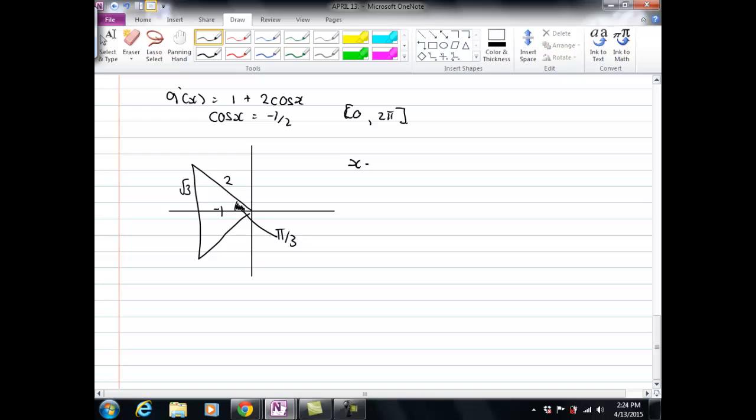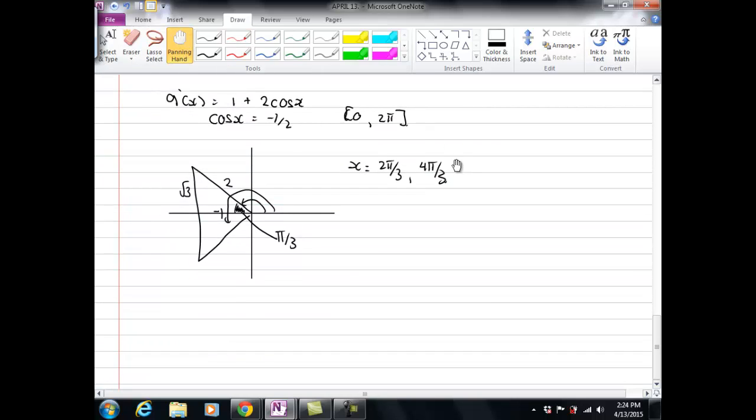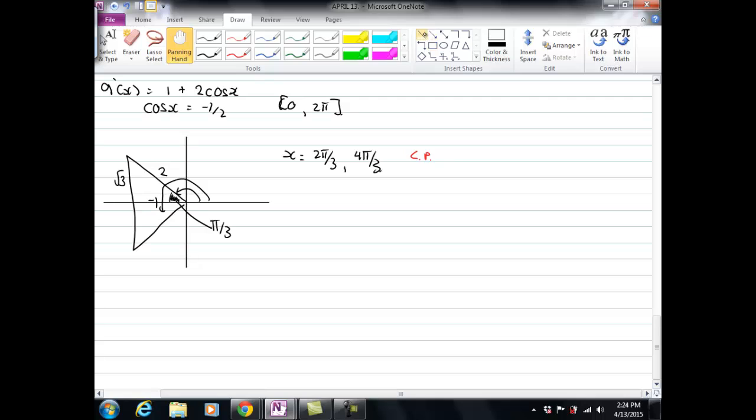So x equals 2 pi by 3 is one of them, which is 4 pi by 3. Because from here to here is 1 theta. But remember, these are not my answers, because I'm asking for regions of increase and decrease, because I want to know what the graph is looking like at those points. So this is known as my CP, my critical point. Once I have my critical point, let's draw your region.